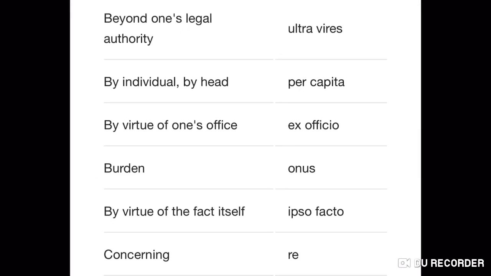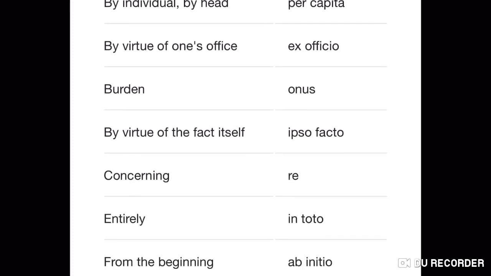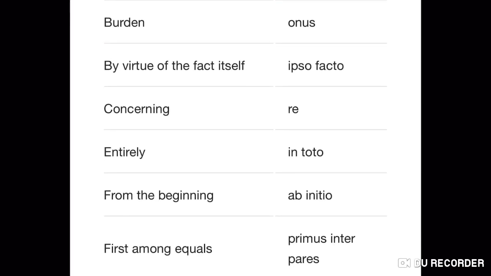Beyond one's legal authority, ultra vires. By individual or by head, per capita. By virtue of one's office, ex officio. Burden, onus. Now people say, put the onus on somebody. By virtue of the fact itself, ipso facto. You got ipso facto evidence. It's by virtue of the facts.